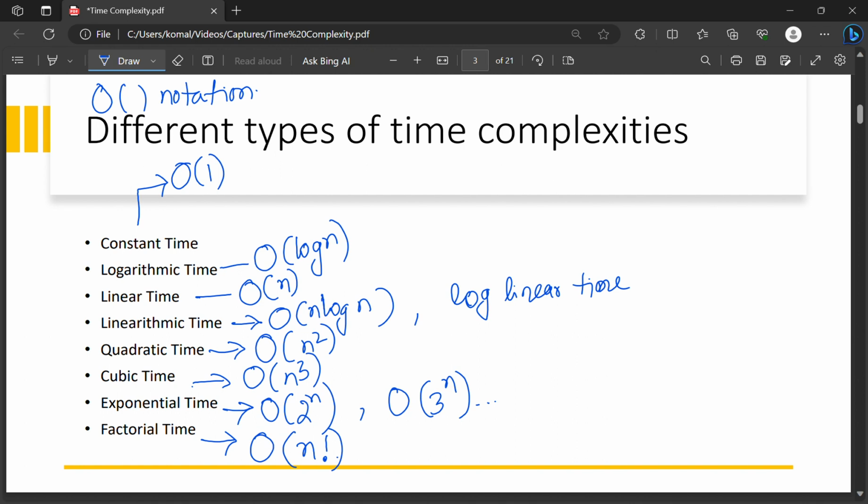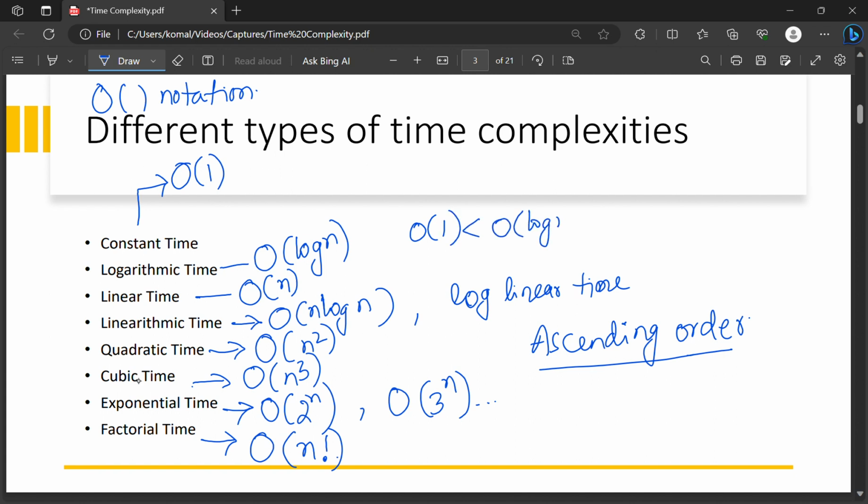When it comes to the order of growth, I have arranged all these time complexities in ascending order. In ascending order. That means constant time complexity is lesser than all. Next comes logarithmic time complexity. Next comes linear time complexity. Next is log linear, etc. The 8 time complexities that I have considered here are arranged in the ascending order of their growth.